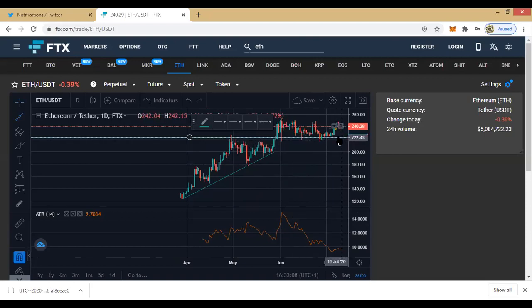Don't put it here because this is where alternative force will come to drive the market up. So don't put it here. Put it here by combining it with your ATR, average true range. So the same thing equally happens here.